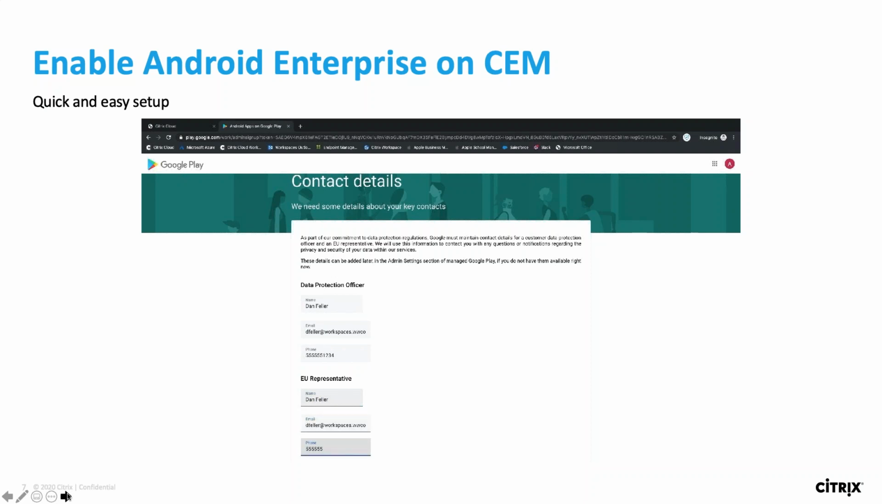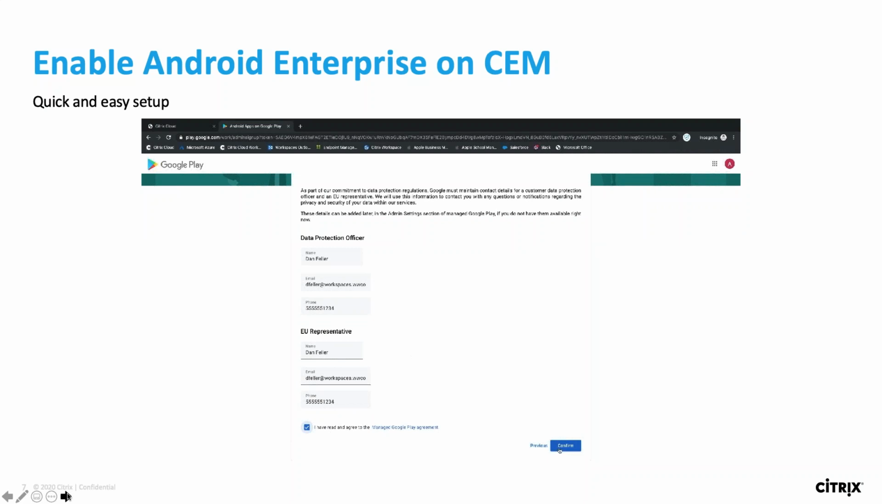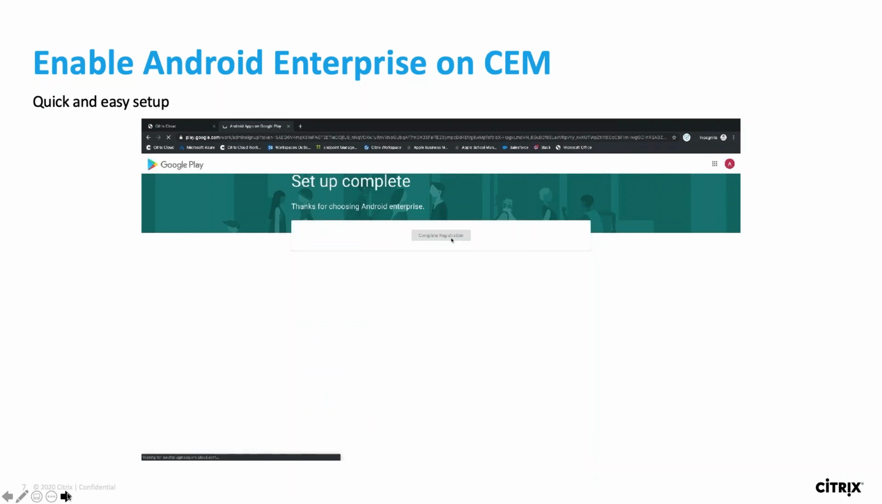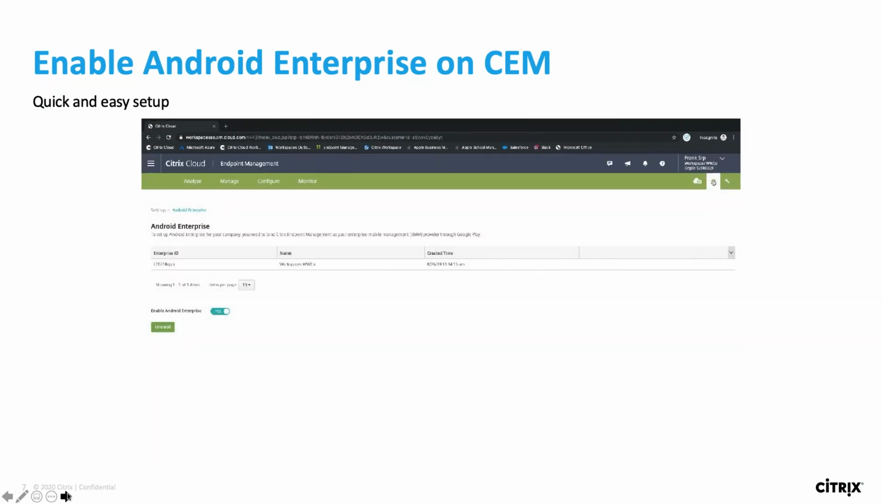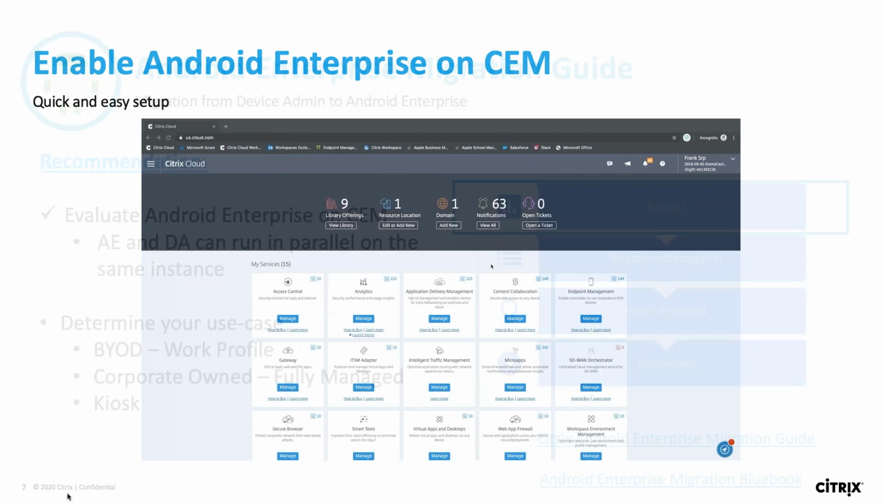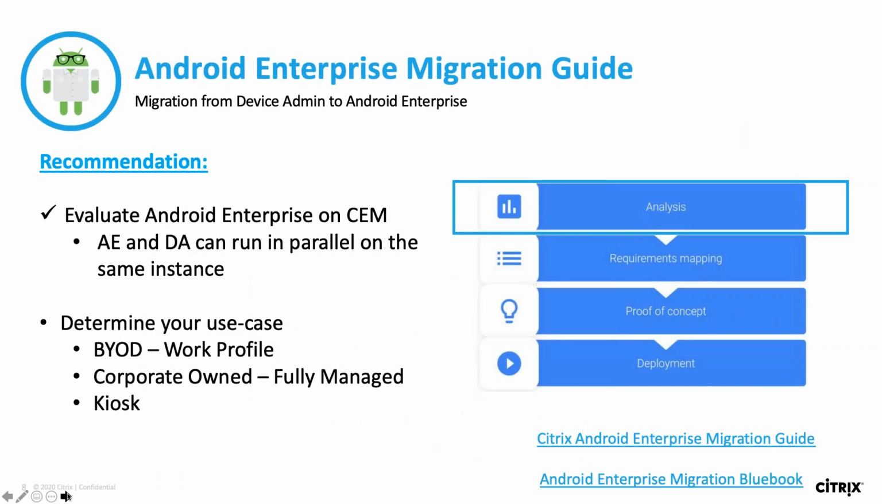Once you enter that information, these APIs between CEM and Google are connected, and there you go, you're set with Android Enterprise. And what you will see is an org ID created for you. That org ID is something that connects you and Android Enterprise, right?